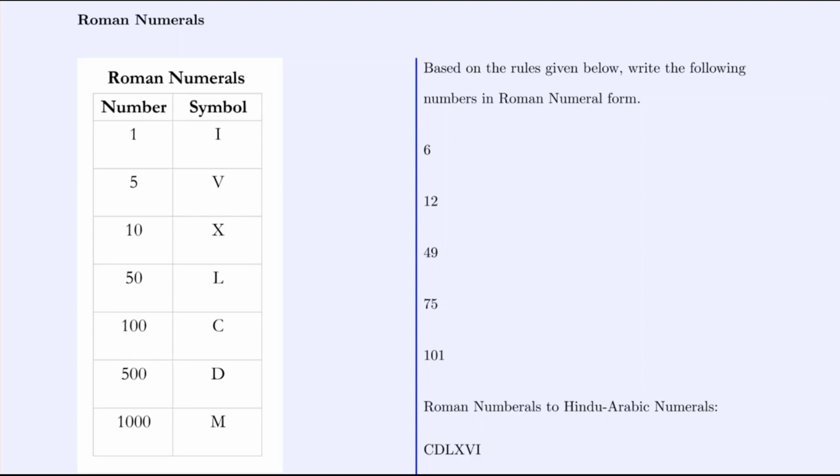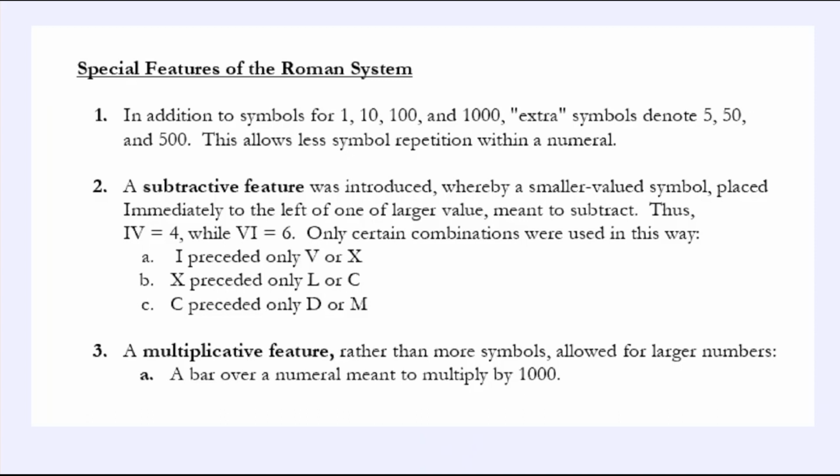And let's quickly talk about some special features of the Roman numeral system. So the Roman numeral system has symbols for 1, 10, 100, and 1,000, and then nicely it has extra symbols to represent 5, 50, and 500. This allows less symbol repetition within a numeral. So for instance, if I wanted to write 15, instead of writing 10 and 5 ones, I could write the symbol for 10 and then 5 as a symbol, because we now have the grouping symbol for 5s.